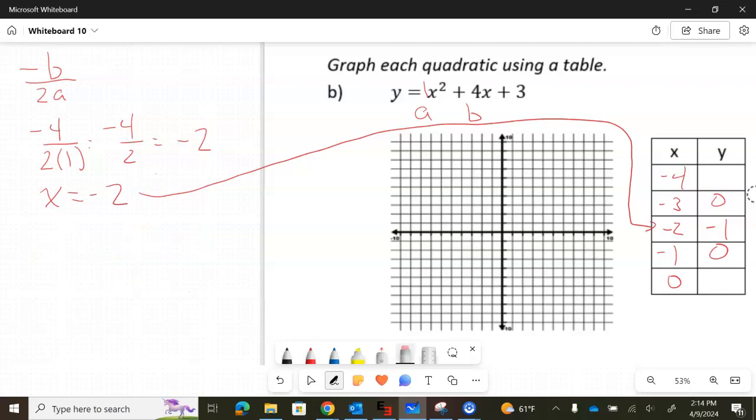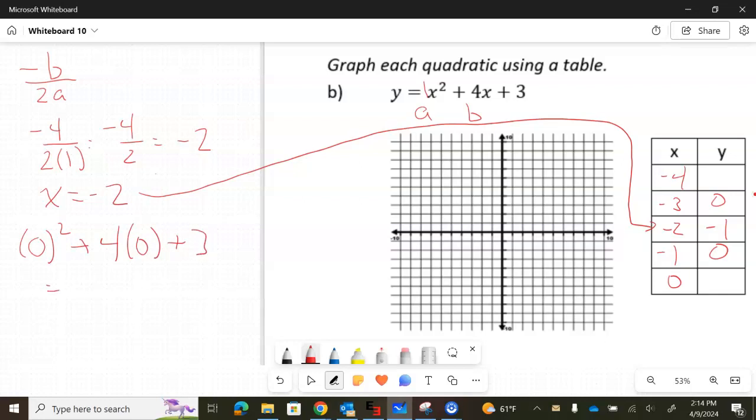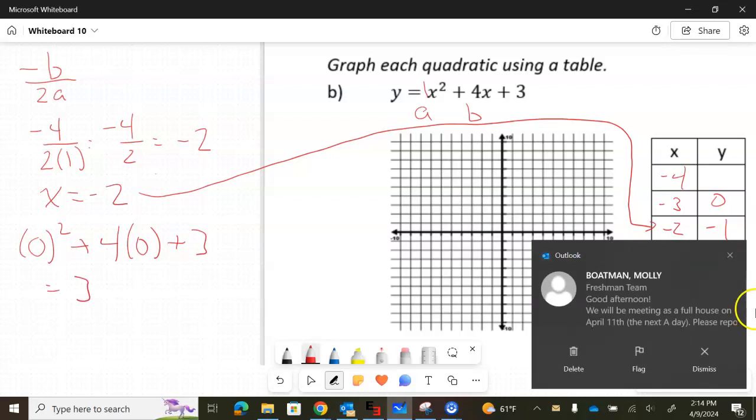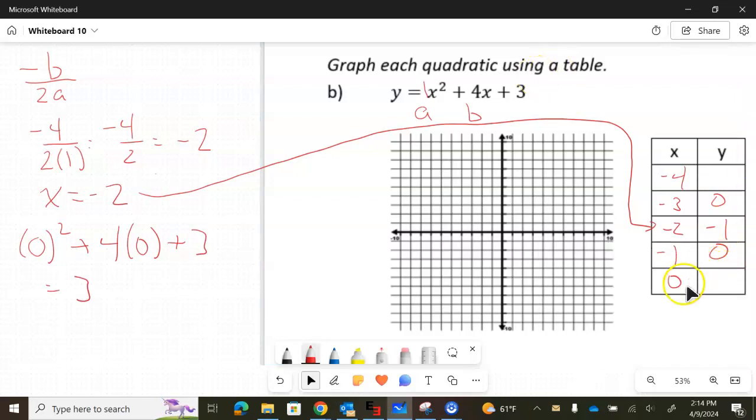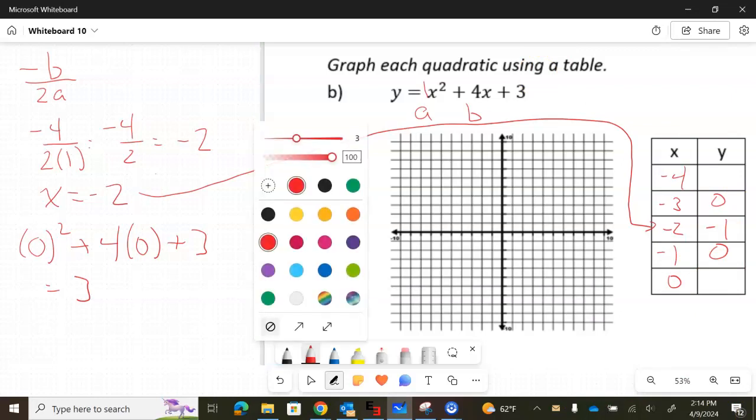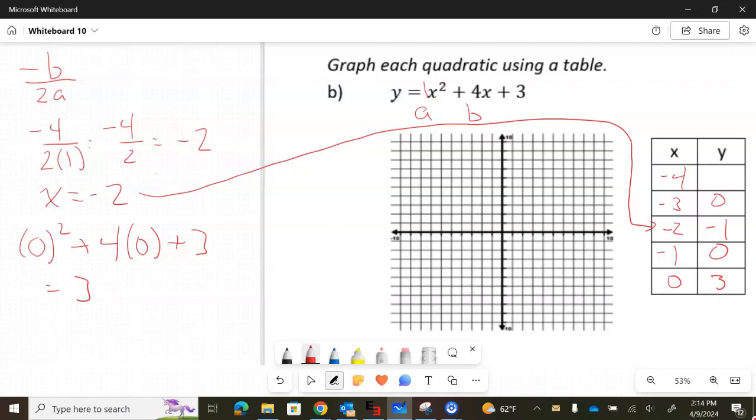Now I'm going to replace my x with 0. Same function at 0 squared plus 4 times 0 plus 3, which will give me a value of 3. So when x is equal to 0, y is equal to 3. Again, this is symmetric. So if 0 is 3, -4 must also be 3. Now I've got my 5 ordered pairs that I can plot on the graph.